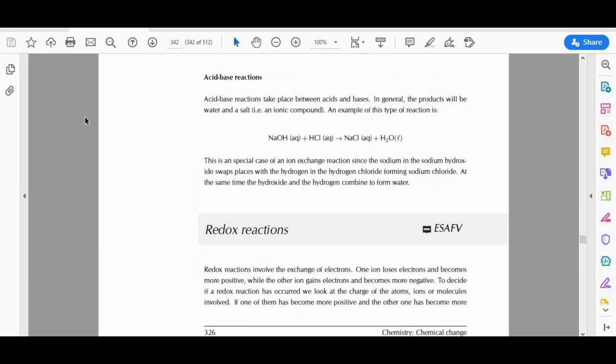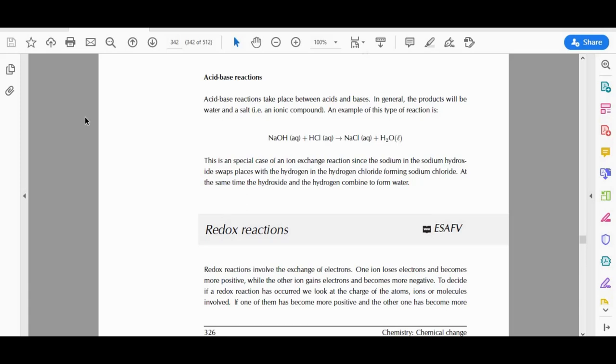Acid-base reactions are all about the transfer of protons. Okay, if we have a look here, obviously we know from the name that these are the reactions that take place between a base and an acid, or an acid and a base. So what happens when an acid and a base react with each other? What is the outcome? Yes, it's an ionic reaction. Ions are exchanged.